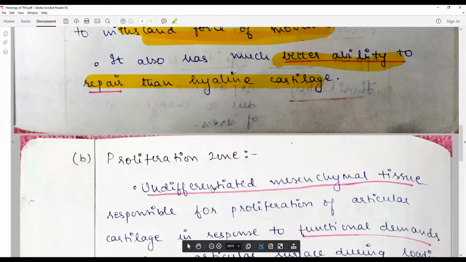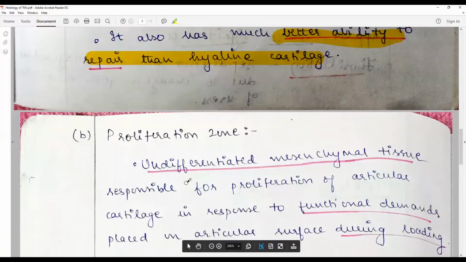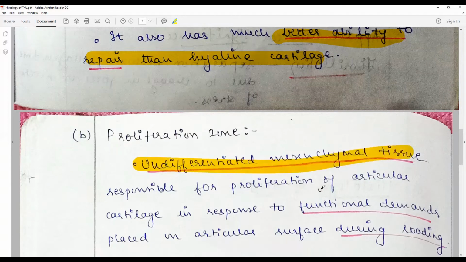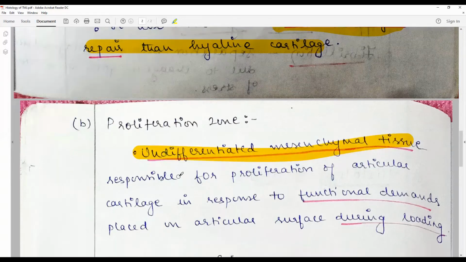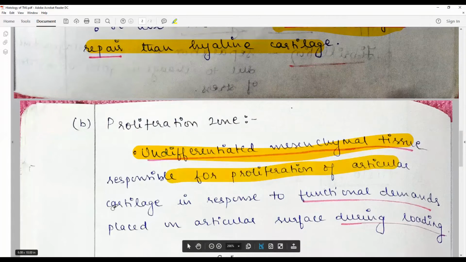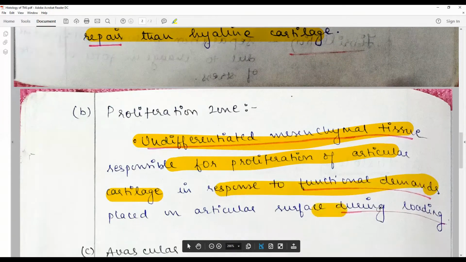The second zone is the proliferative zone, and it is mainly cellular, mainly composed of undifferentiated mesenchymal tissue. It is responsible for proliferation of articular cartilage and subsequent replacement, especially in response to functional demands placed on the articular surface during loading.